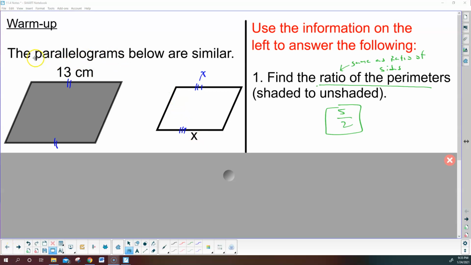Okay, so let's go over this. We know we have two parallelograms. They're similar, which means opposite sides are congruent. So this x is the same as this side length, so I'm going to call this x as well. And we have to use the information on the left to answer the questions.